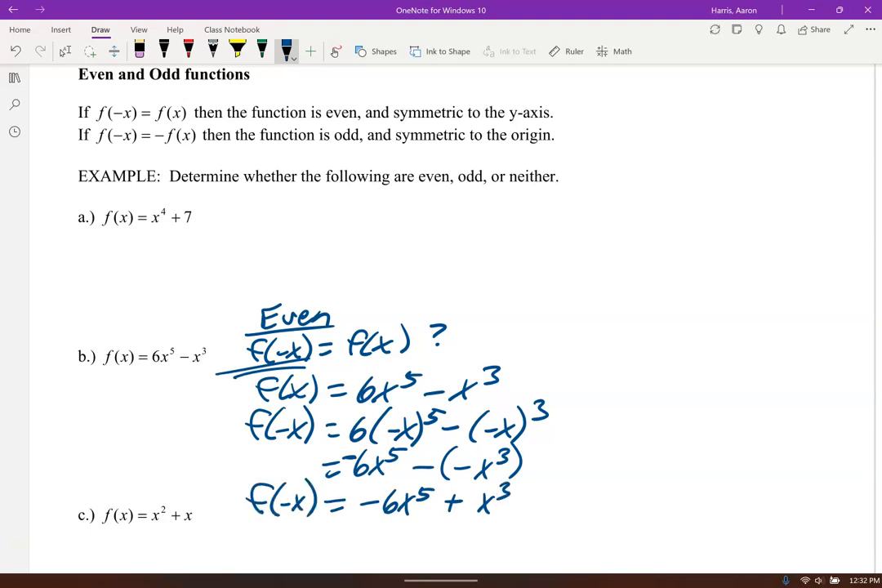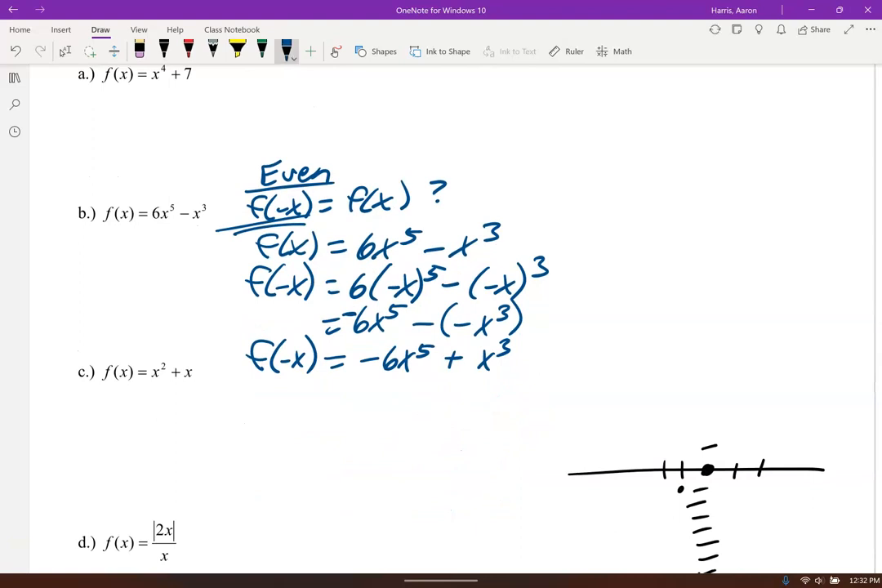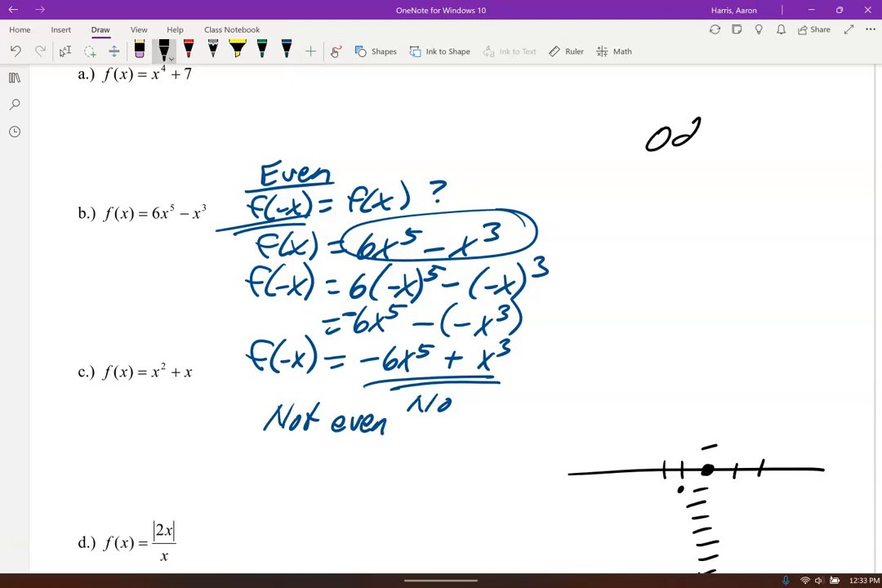So then the question is, is that the original? Is this what I started with up here? Is f of negative x equal f of x? No, they're different. So this is not even. I did not get the original. So then the question is, is this odd?